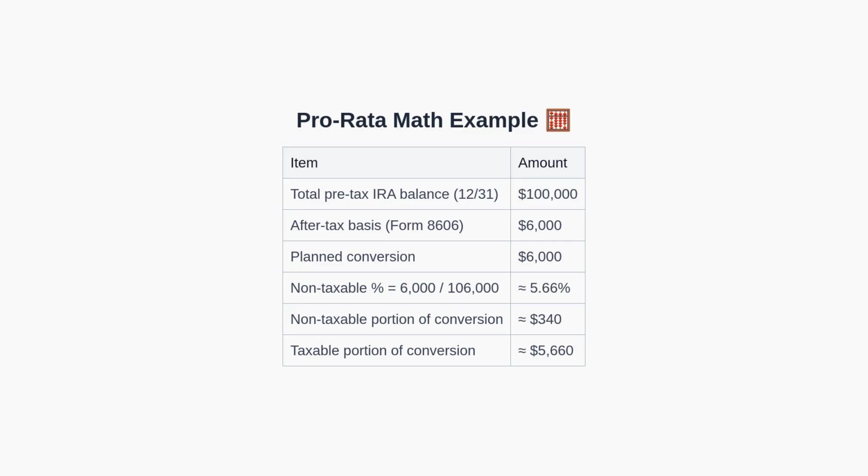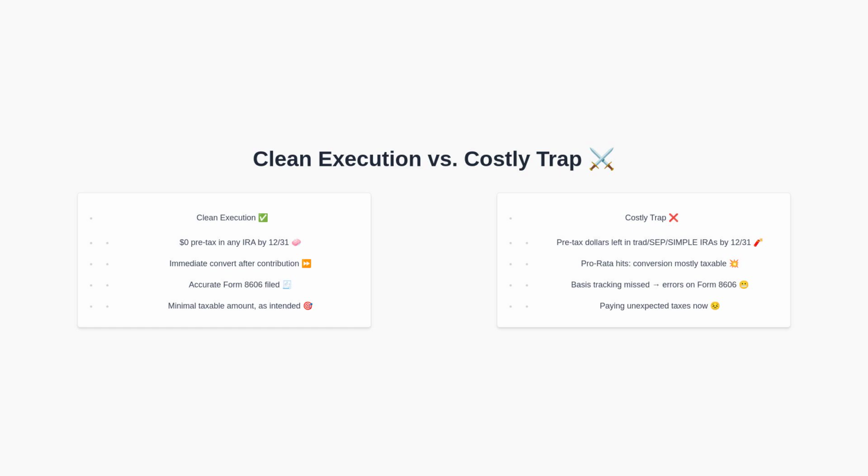Therefore, only about $340 of the conversion is tax-free, and roughly $5,660 is taxable. This outcome defeats the goal of a tax-free backdoor Roth. On the left is a clean execution. No pre-tax dollars remain in any traditional, SEP, or SIMPLE IRA by December 31st. The conversion follows promptly after the non-deductible contribution, and Form 8606 is filed accurately. This usually results in a minimal taxable amount.